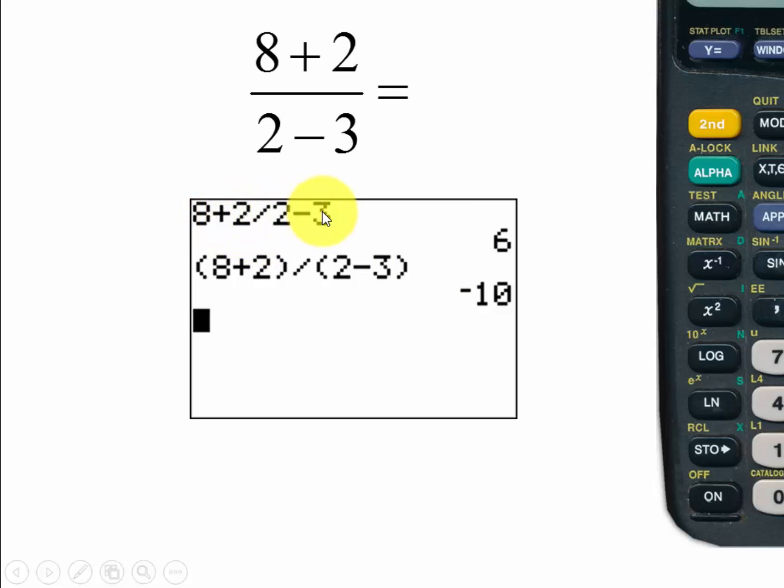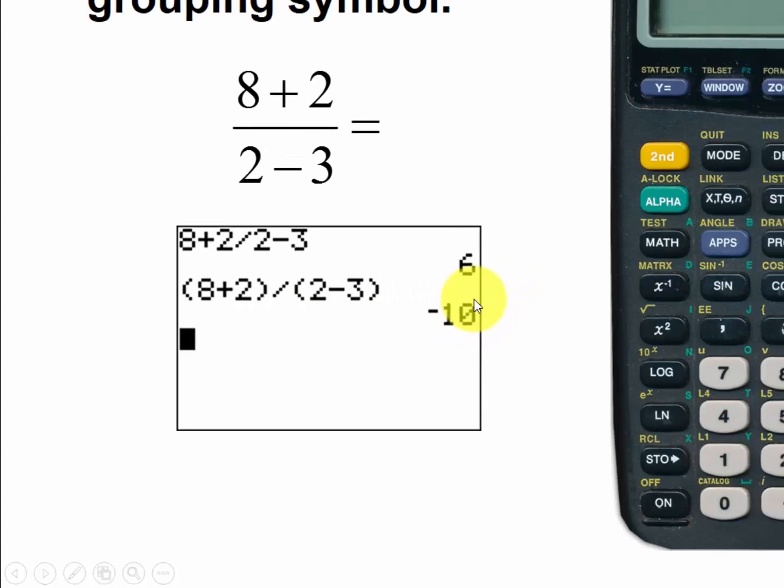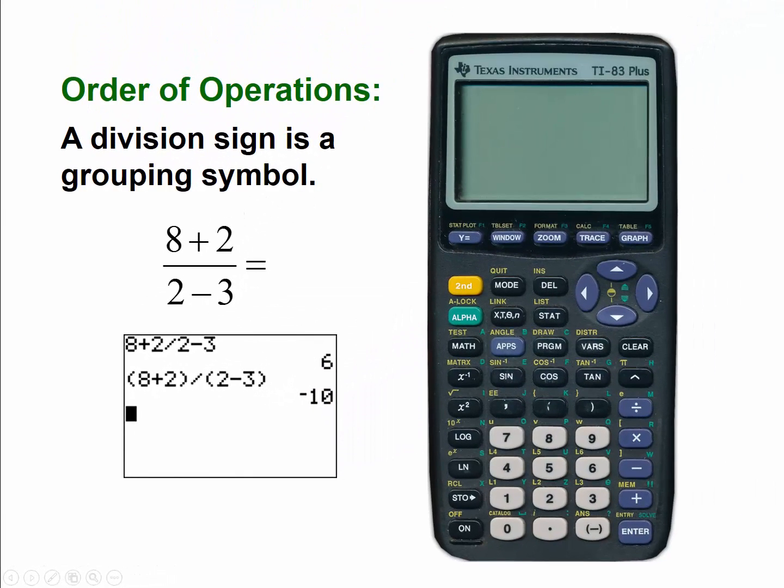When it looks at this expression, it's going to divide first, then add, then subtract. So 2 divided by 2 is 1, so 8 plus 1 is 9, 9 minus 3 is 6. But for this example, we wanted the numerator to be computed, then the denominator, and then divide. 8 plus 2 is 10. 2 minus 3 is negative 1. 10 divided by negative 1 is negative 10. So when in doubt, use parentheses.